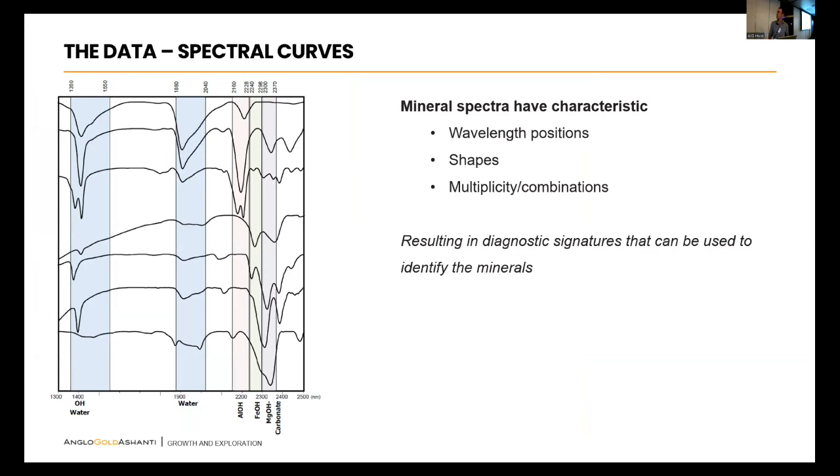So mineral spectra have characteristic wavelength positions, shapes, and multiplicity, and this results in diagnostic signatures that can be used to identify the minerals. Each one of the spectra on the left there relates to a pure mineral. We can see each has multiple troughs, or what we call features, so the various shapes, and we use those for our mineral interpretation.